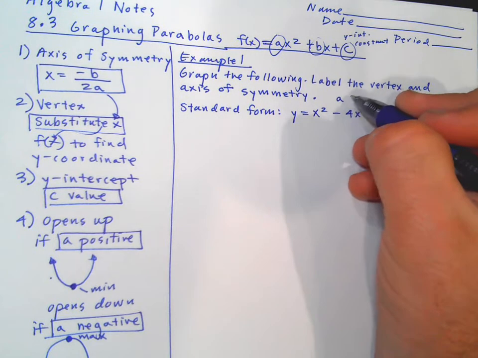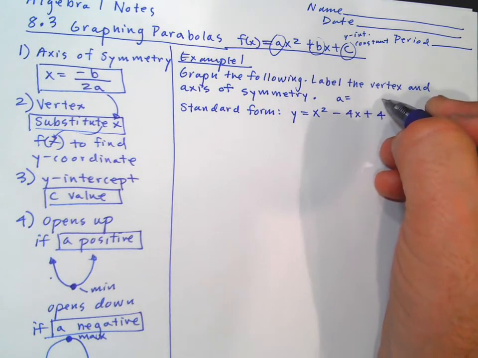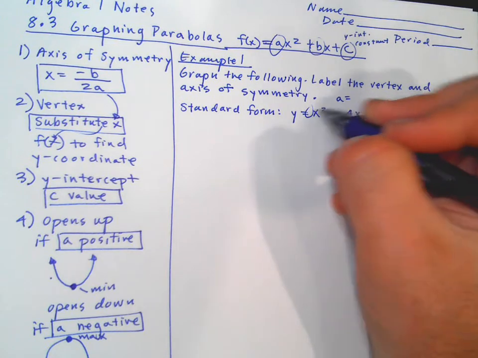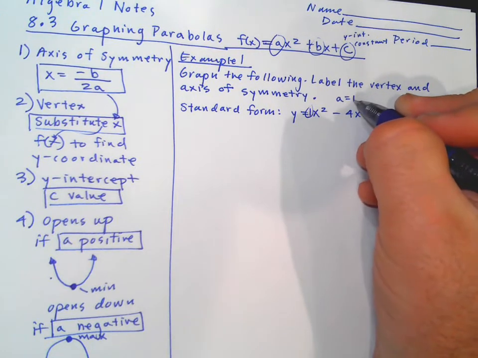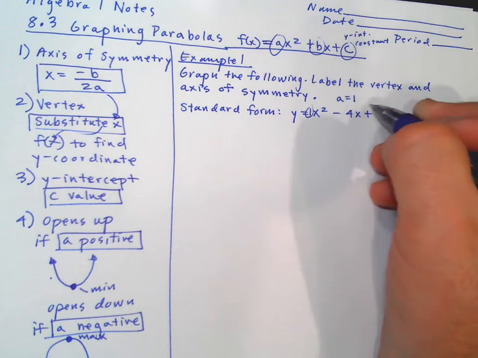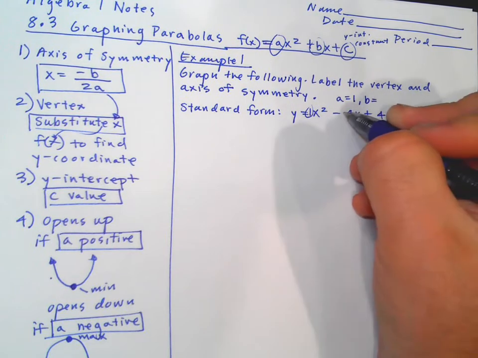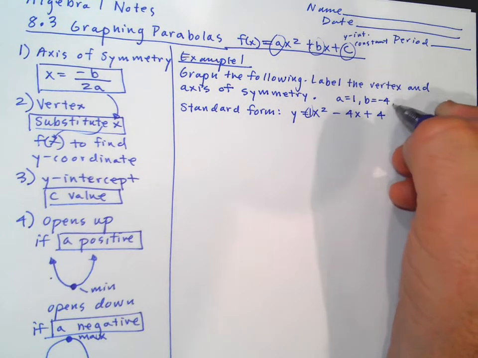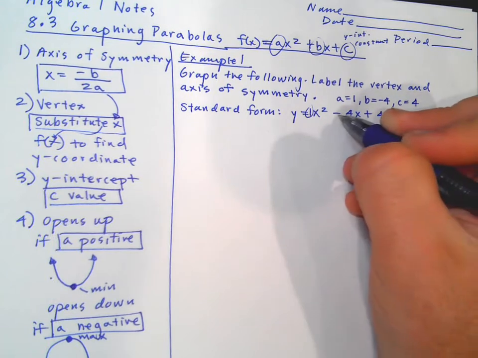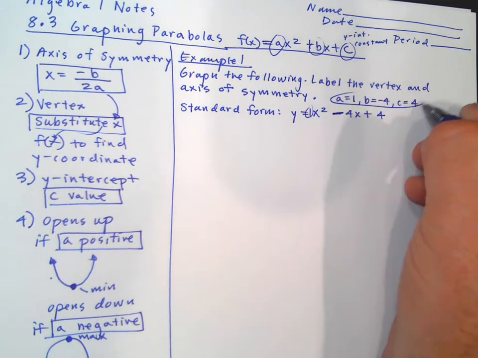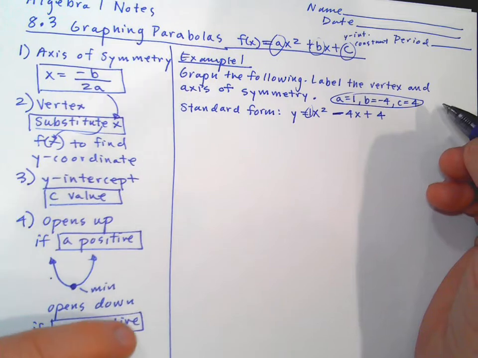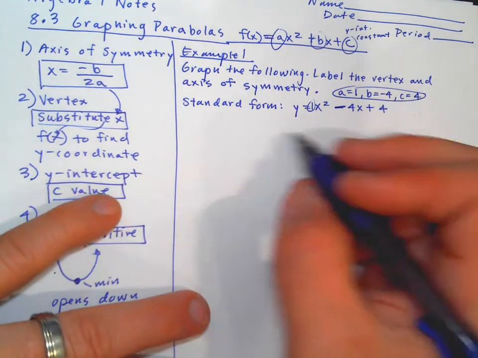The first thing we should do is write down what the a, b, and c values are. The a value is in front right here. If you don't see anything, that's a 1. If that whole term is gone, it'd be 0. b equals -4, and c equals +4. If there's a minus in front, that belongs to that number. So that's our a, b, and c value, and we're going to use that to find a lot of things.